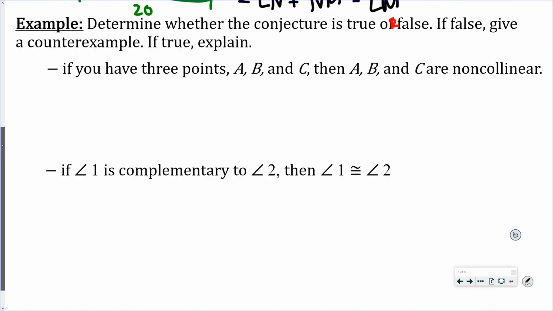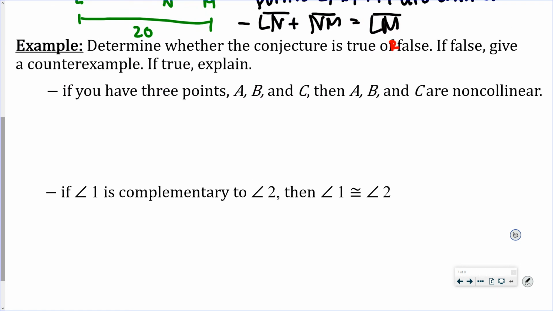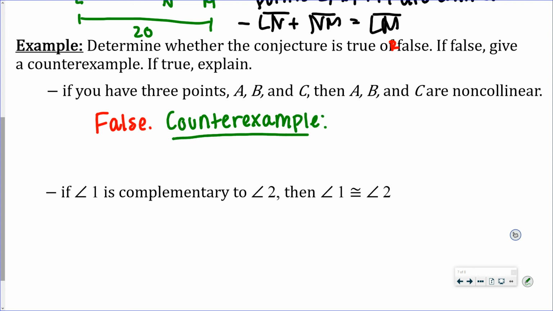All right, here's the first conjecture. If you have 3 points, A, B, and C, then A, B, and C are non-collinear. Is that always going to be true? No. We could have 3 points that are collinear. False. Counterexample: go ahead and draw 3 points that are collinear.